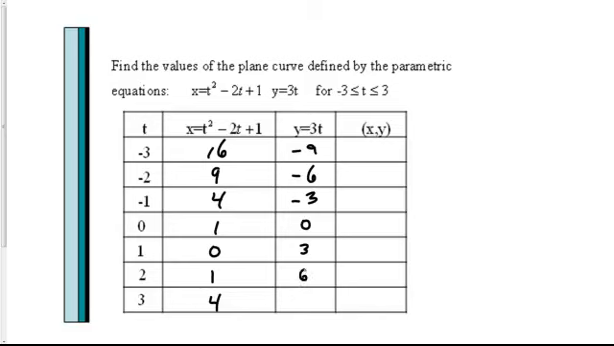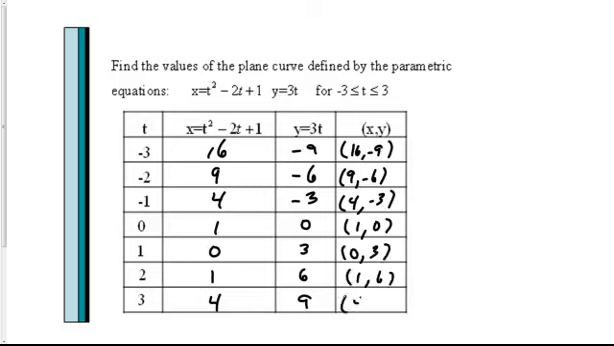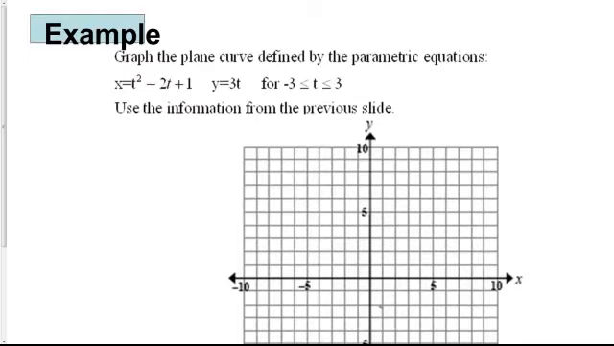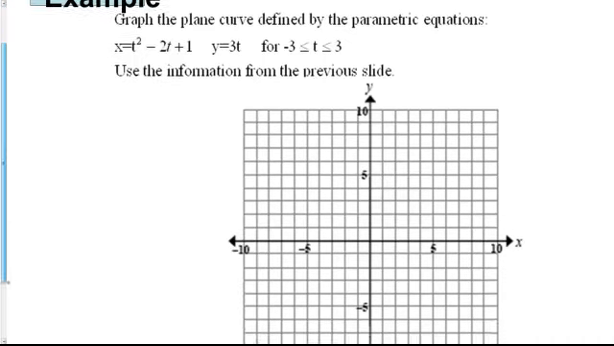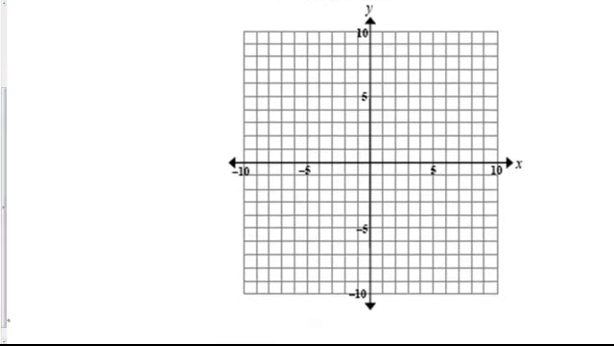And then we use these values to determine the x and y points, where we have 16 and -9, and then we have 9 and -6, we have 4 and -3, we have 1 and 0, we have 0 and 3, 1 and 6, and then 4 and 9. So once we determine these values here, we can then plot these points on a particular graph.